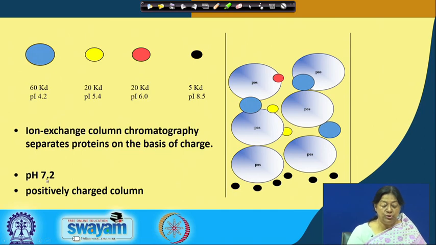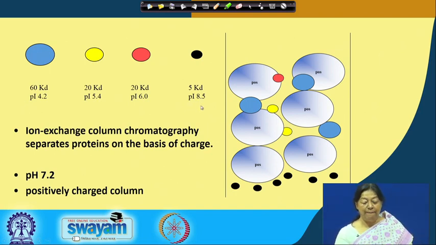So, if we choose a pH of 7.2, these proteins are all going to be positively charged and this protein is going to be negatively charged. So, what is going to happen if this is our protein of interest, the one that is colored in black, and we take a positively charged column with the pH of 7.4, well, all of these have the pI less. So, the pH is higher than the pI. So, these are going to be negatively charged and this is going to be positively charged.